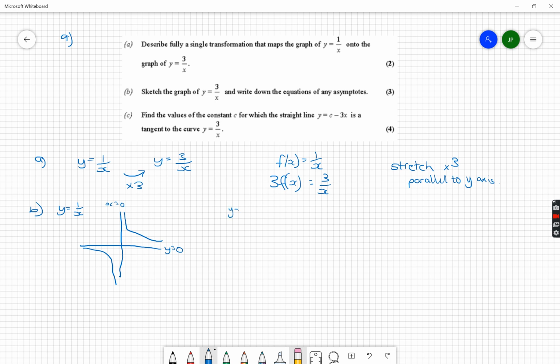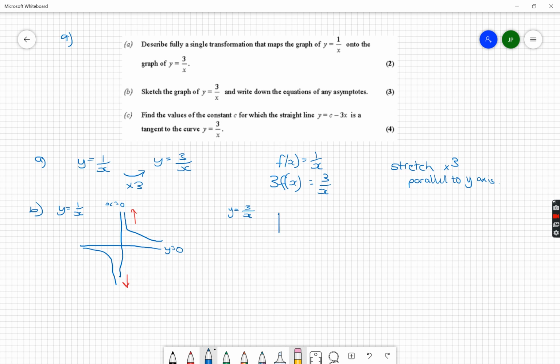Then if I go to 3 over x, all I've done is stretch times 3 in the y-axis. So all that's happened is I'm going to have stretched in that direction. My asymptotes, because they are already on the axis, do not change.